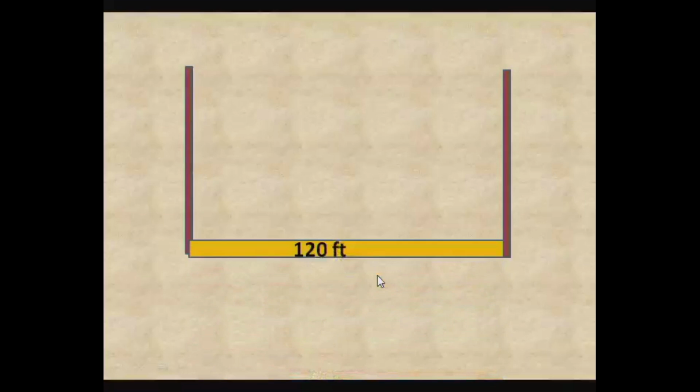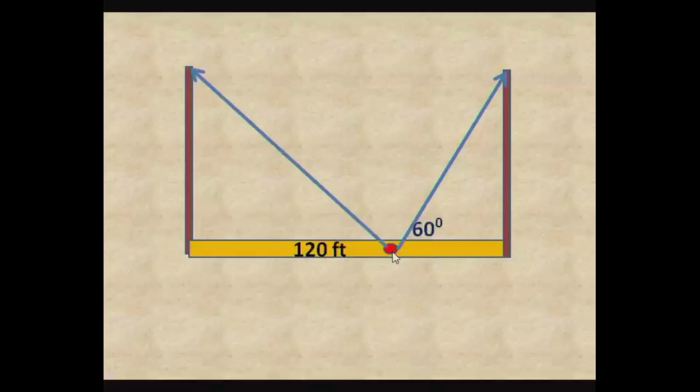See here, 120 feet. This is the point from where the observer is observing the two poles. Here he observed one pole with an angle of elevation of 60 degrees, and from the same point he observed the other pole with an angle of elevation of 30 degrees, as given in the problem.